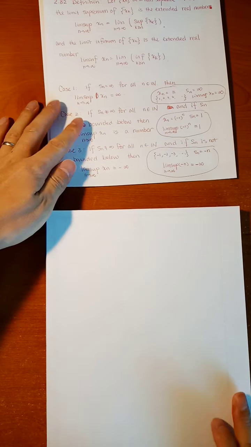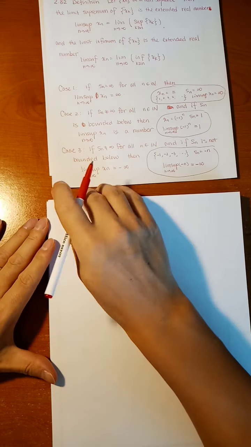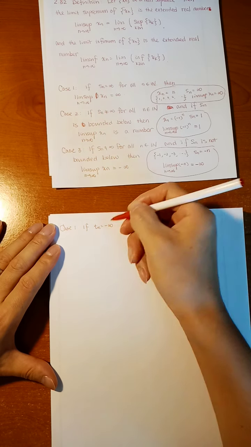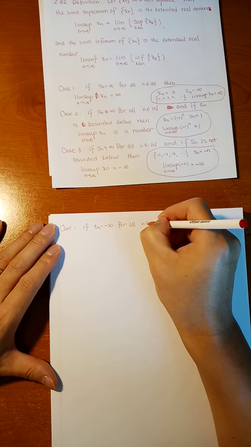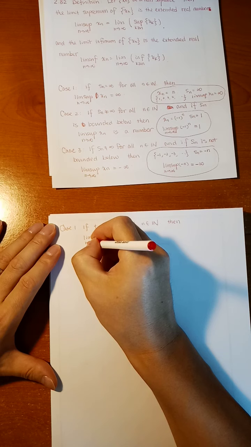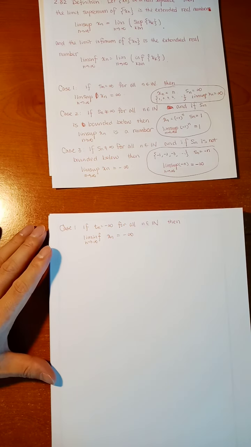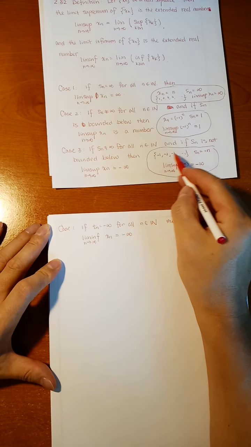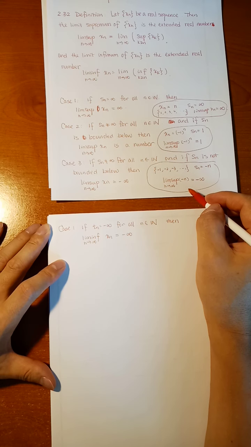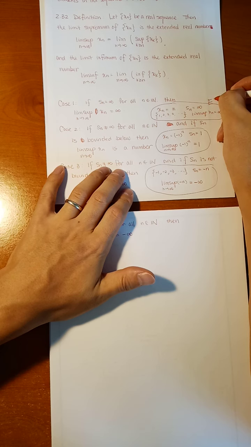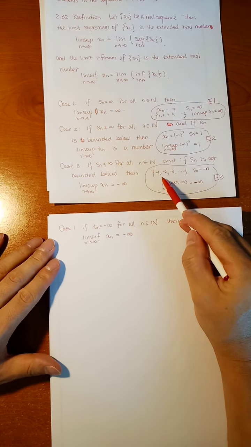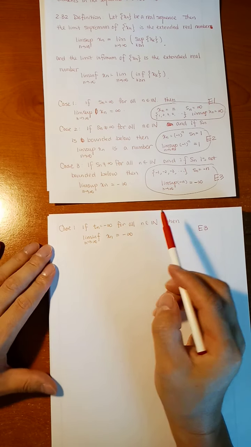Of course, we have three cases for the lim sup, and we also have three cases for the lim inf. Case 1: if Tn is constantly negative infinity for all n in the natural numbers, then the lim inf of Xn as n approaches infinity is negative infinity. That's case 1, and the example is exactly this one. Let's put example 3 here. In this example, the infimum is always negative infinity, so the lim inf is negative infinity.